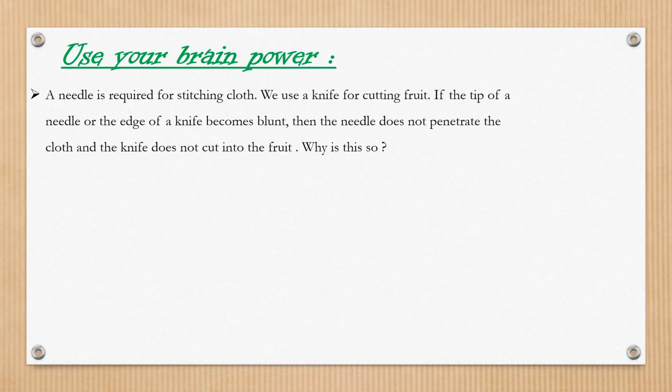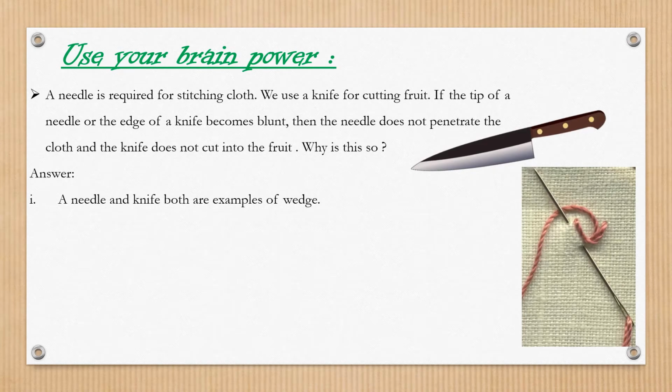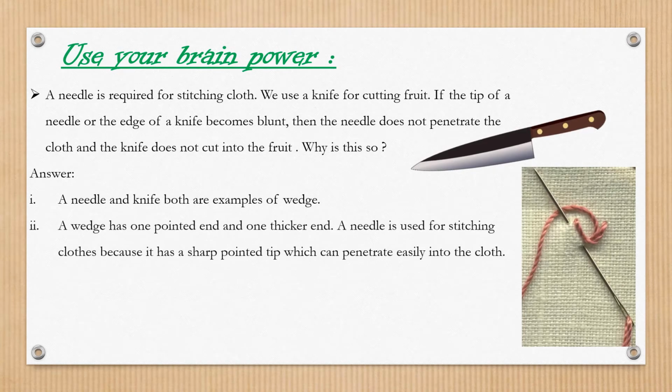Correct. Blunt means not having a sharp edge or point. Now the answer for this question, yes, a needle and knife both are examples of wedge. A wedge has one pointed end and one thicker end. A needle is used for stitching clothes because it has a sharp pointed tip which can penetrate easily into the cloth.